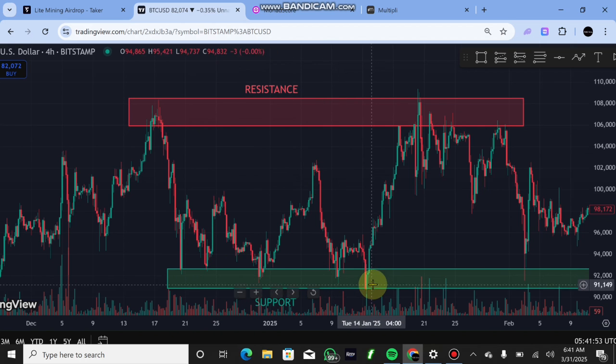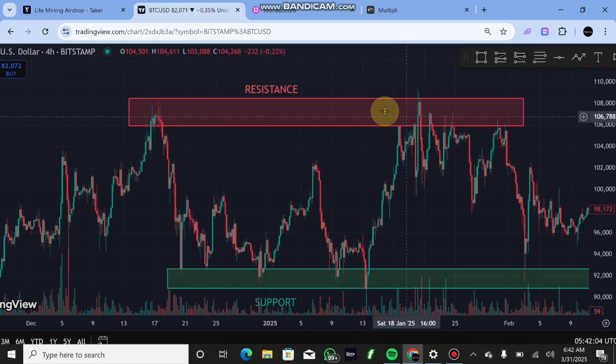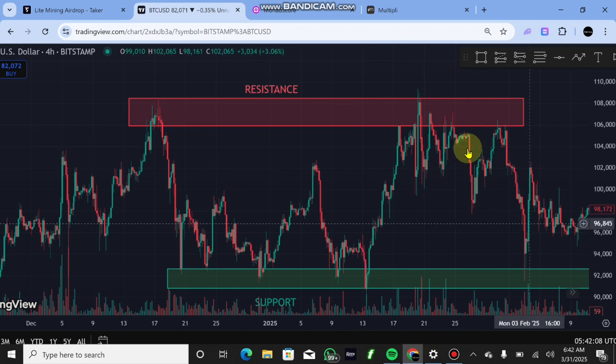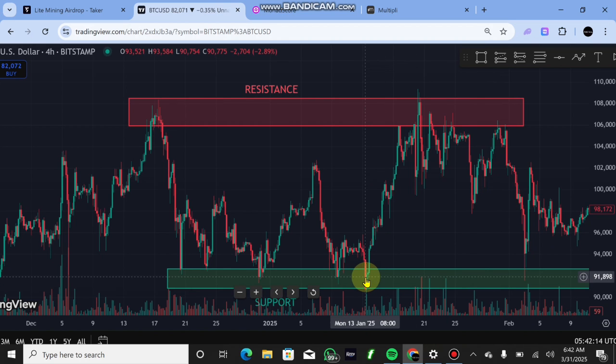As you can see, anytime price gets to this particular support, which is this green zone that I drew here, price bounces upward. And anytime price gets to this top, which is like a ceiling called the resistance, price goes down. It rejects the ceiling. The resistance always pushes price downward, while the support pushes price upward. You get it.